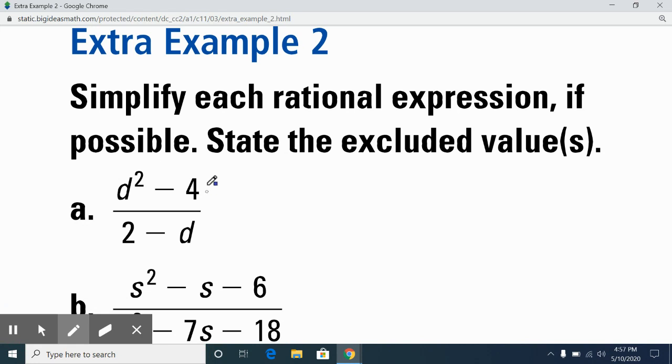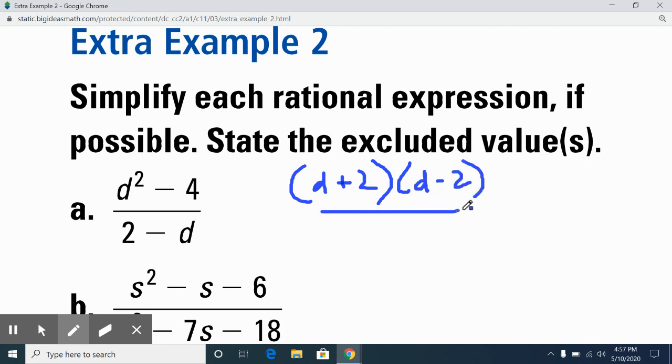All right, so I see d squared minus 4. That's a special binomial. So I'm going to say d plus 2, I'm taking the square roots, remember? d minus 2. Now here's what I'm going to do right away. See this 2 minus d? It's out of order. It's not in standard form. I'm going to rewrite it as negative d plus 2. And I'm going to put it in parentheses because technically anything with a subtraction or addition sign in between it should be viewed as if it were in parentheses.